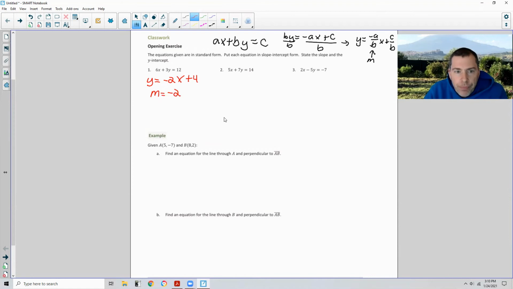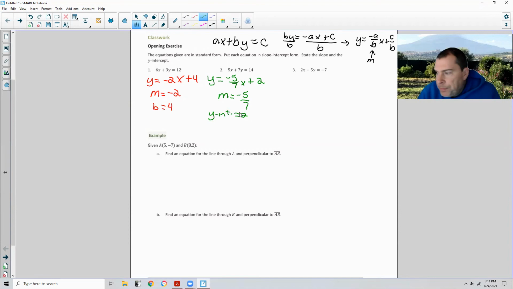Wasn't that cool? All right, so let's do that again. Negative A, so y equals negative A over B x plus C over B. Well, 14 divided by 7 is 2. So in this case, my slope is negative 5/7. Oh, and it says y-intercept. Well, my y-intercept is my b. So I could say b equals 4, or I could say y-intercept equals 2 in this case, right? All righty.